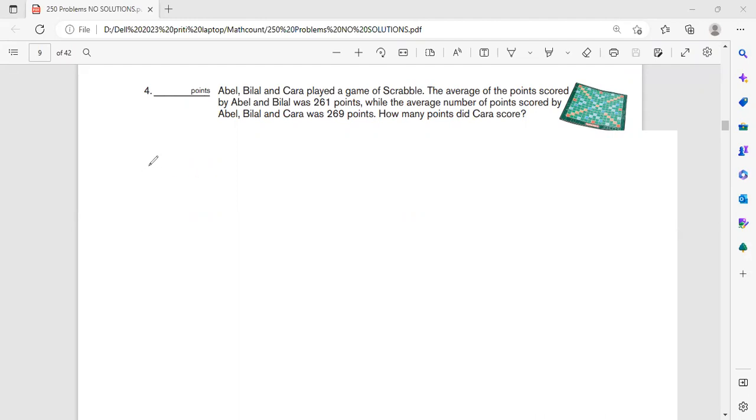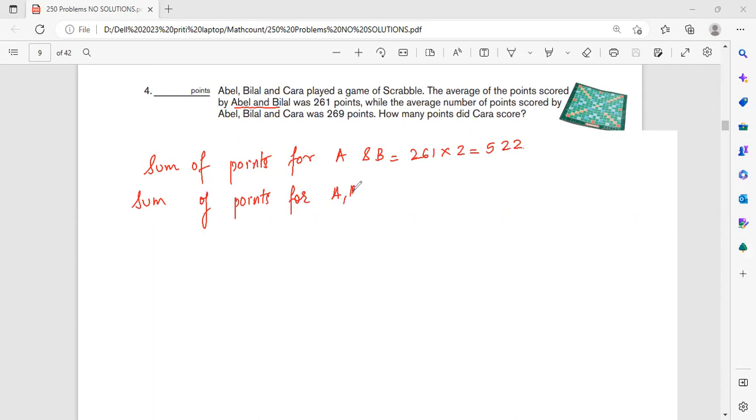Now the same thing. The average is given and the number of observations is 2. So the sum of points for A and B will be 261 times 2, that will be 522. And the sum of points for A, B, and C will be 269 times 3, so we'll get 807. So how much did Cara score? 807 minus 522. So we will get 285. So C scored 285 points.